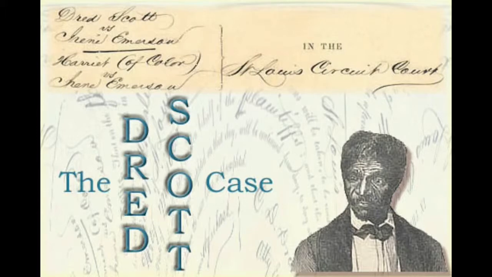Dred Scott, an enslaved African-American man who had been taken by his owner to a free state and territory, attempted to sue for his freedom. This case went all the way to the Supreme Court. In a 7-2 decision written by Chief Justice Roger B. Taney, the court denied Scott's request. For only the second time in history, the Supreme Court ruled an act of Congress to be unconstitutional.